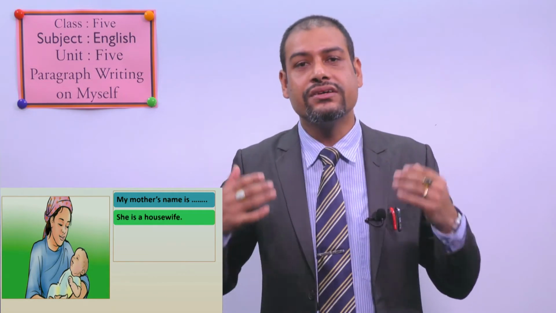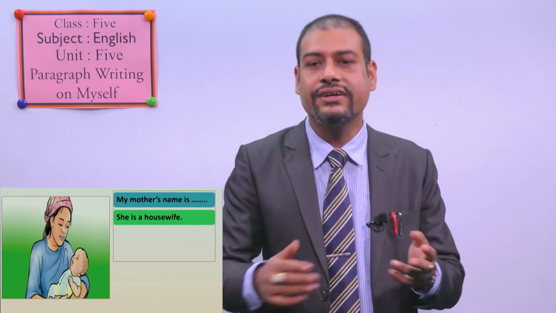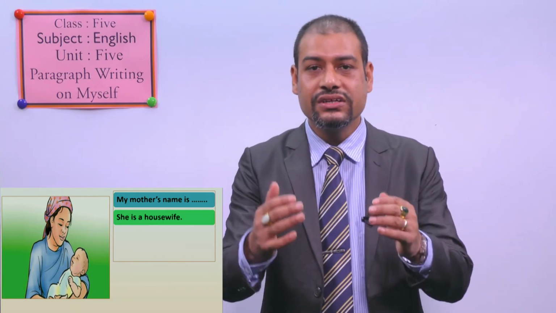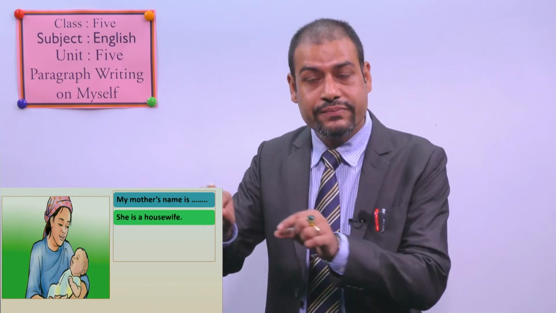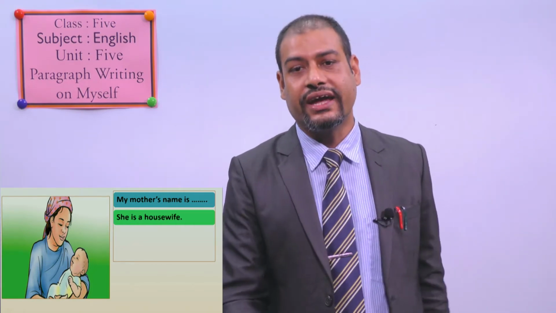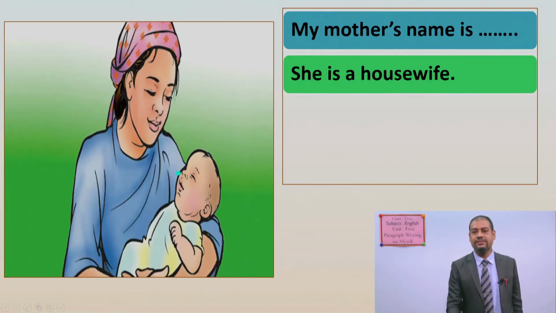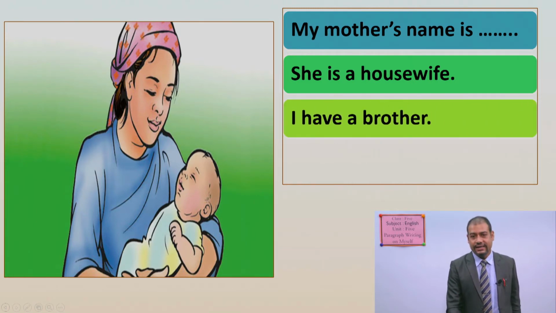So if your mother is a teacher, you can write down teacher. If your mother is a doctor, you can write down doctor. If your mother is an engineer, you can write down engineer. If your mother is a policeman, you can write down policeman, okay? That is what you can do. And here, the girl has written that her mother is a housewife, okay? Profession, her work. Then she says, I have a brother.